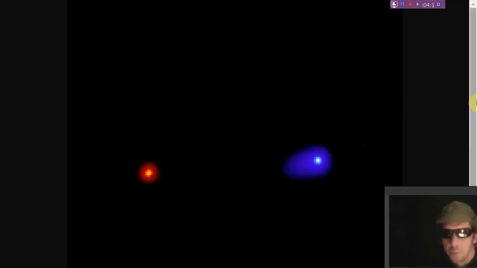And here's one. You can see the blue relativistic jet is the one that's pointed toward the observer, and the red relativistic jet is the one that's apparently directed away from the observer. The material in these jets is estimated to be traveling at about half the speed of light.